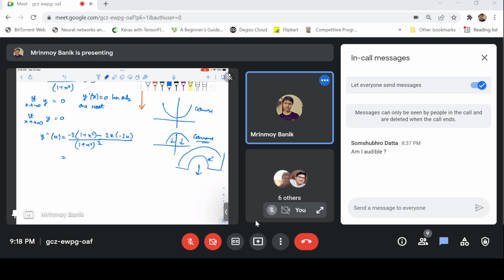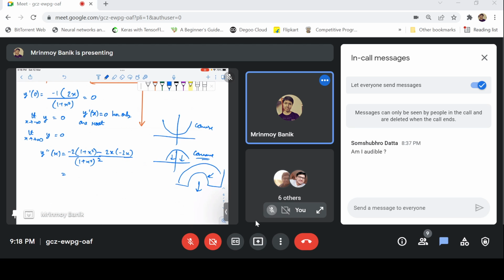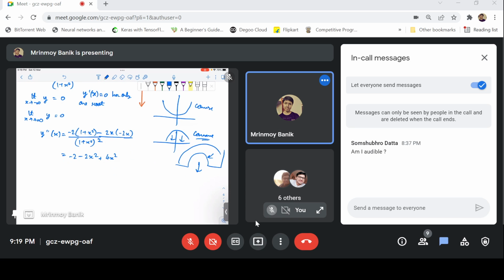So, 2x minus 2x times 1 plus x squared minus 2x. So it's minus 2 minus 2x squared plus 4x squared. So it's 2x squared minus 2. And the denominator is always positive. This shows that the function changes convexity at plus minus 1. So this is plus, minus, plus.